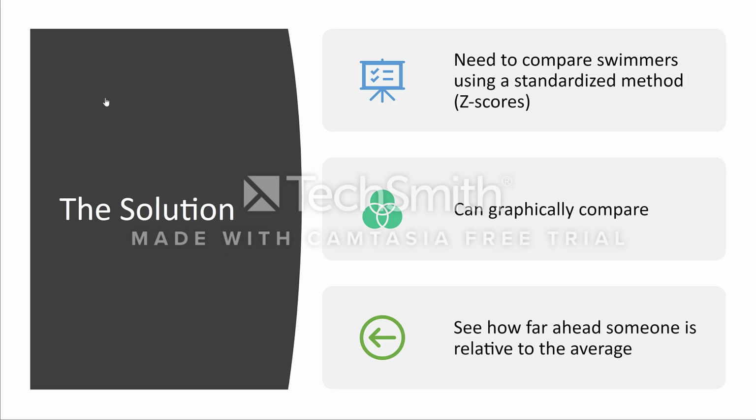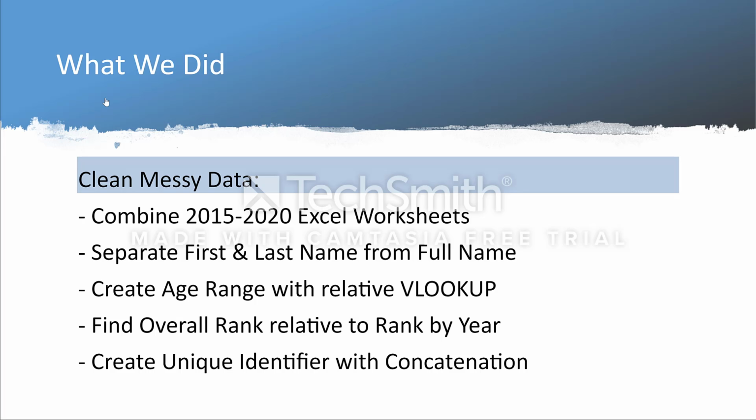So our solution, we need to compare swimmers using a standardized method. So we had to reach back into our stats class and pull up z-scores, which is great because we can actually show this graphically. So it gives a nice visual component of our project, so we can look at the data and compare them graphically. And then we can see how far ahead someone is relative to the average. So that's where the z-score comes in. How many standard deviations are they faster than the people of their year in their specific event?